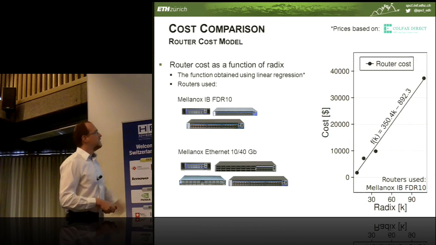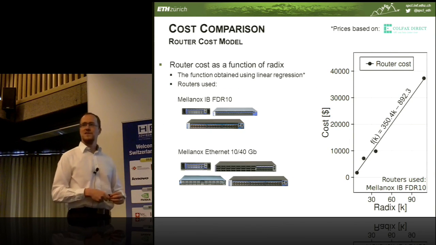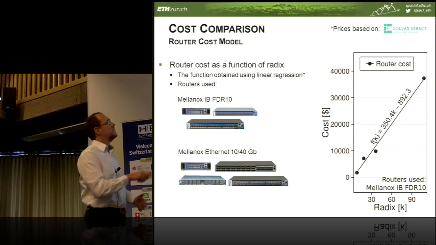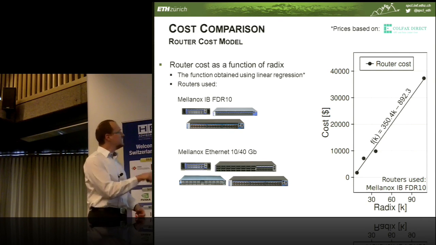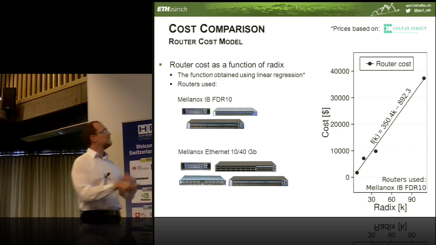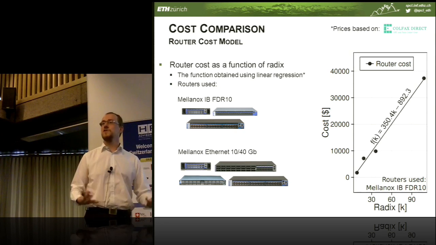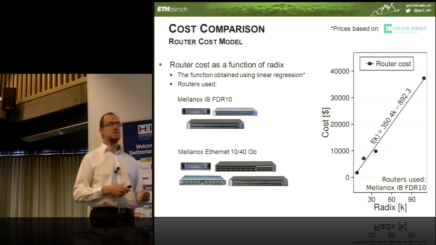Okay, so then we have a similar model for the router cost. So we just again went to Colfax Direct and checked the router costs for, again, Mellanox equipment. And I think this is for FDR, but we again see one of these nice functions, and these are the cost functions that we use to evaluate these topologies.